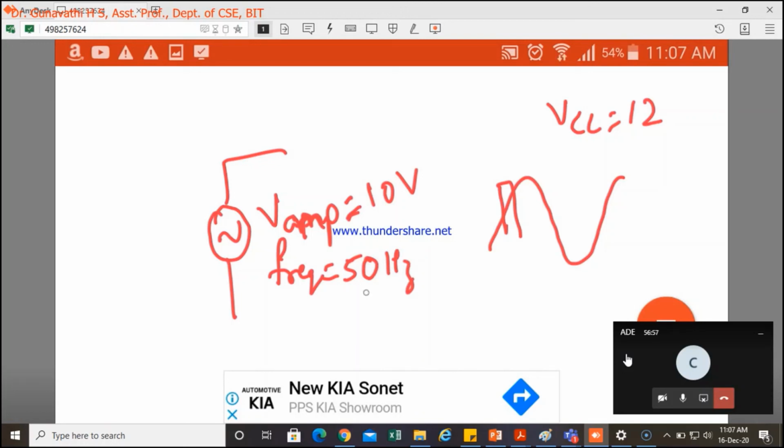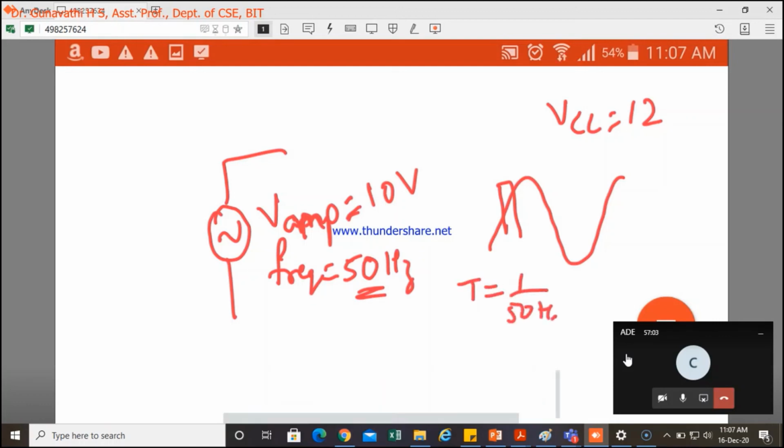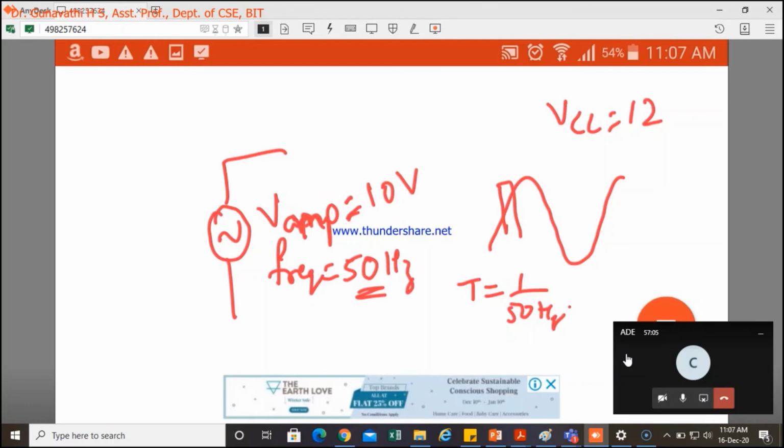But when we consider 50 hertz, what is the time period? T is equal to 1 by 50. So you should know how much it is. Now the time is more. So if you give a very small time period in the transient, you can't see the waveform at all. Be careful while setting the transient when you are doing this in the lab. So I think this much only I need to tell.